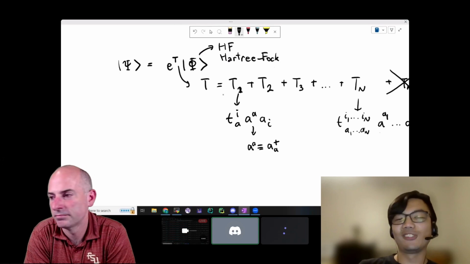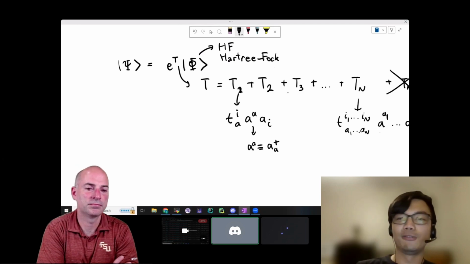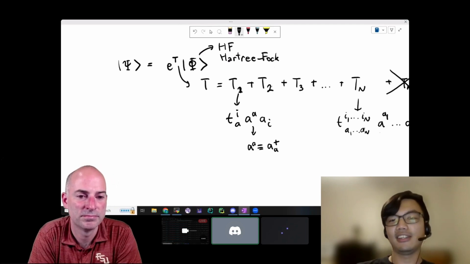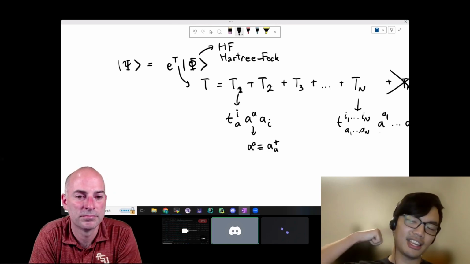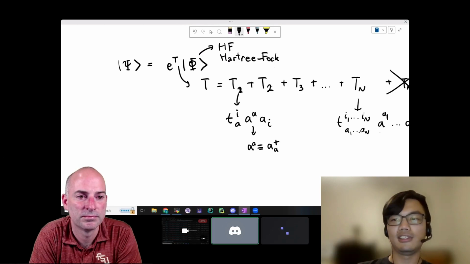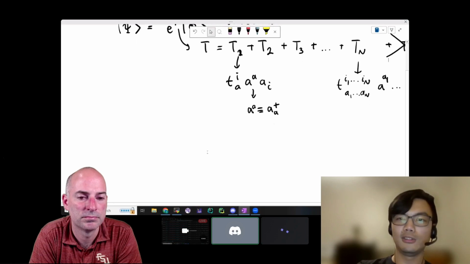So usually that's why we truncate this expansion. But it is also well known that even with CCSD, which has n to the 6 scaling, you usually still cannot get a qualitatively accurate result. You will need at least T3 to get something that's reasonable with respect to experimental results or full CI. But then your method is going to be very expensive. So the question is, how are we going to include the effect of T3 in a non-expensive way?